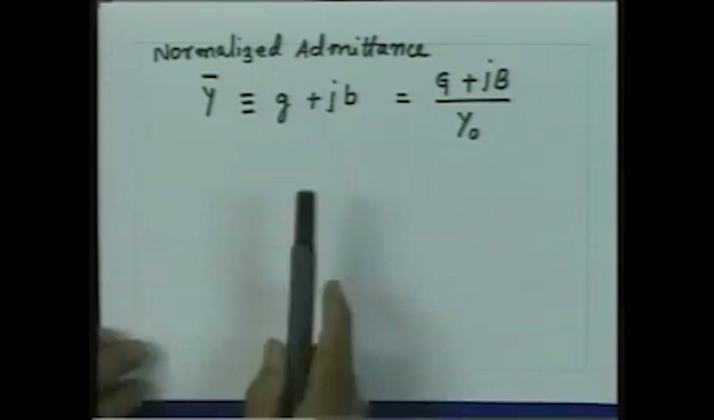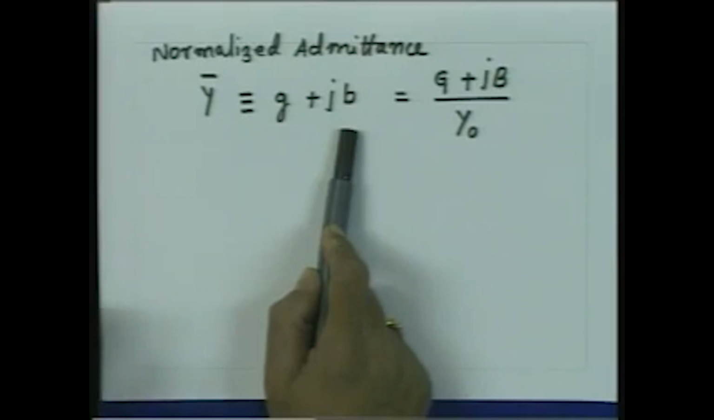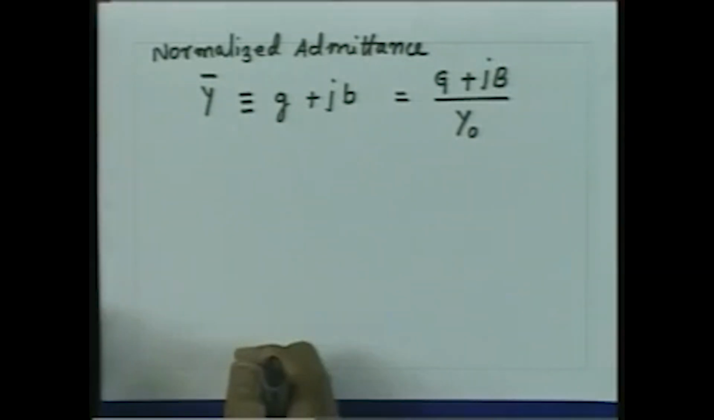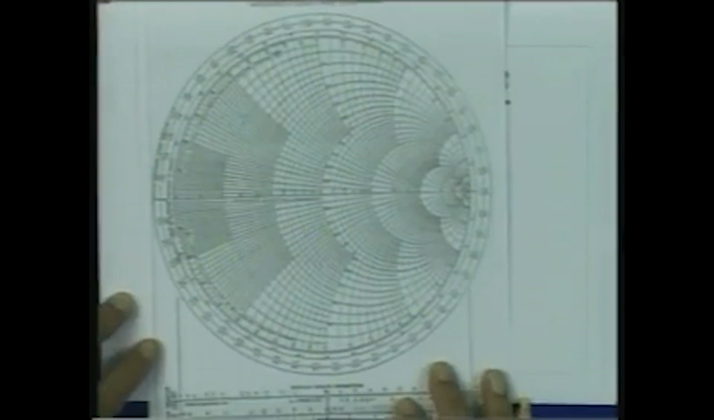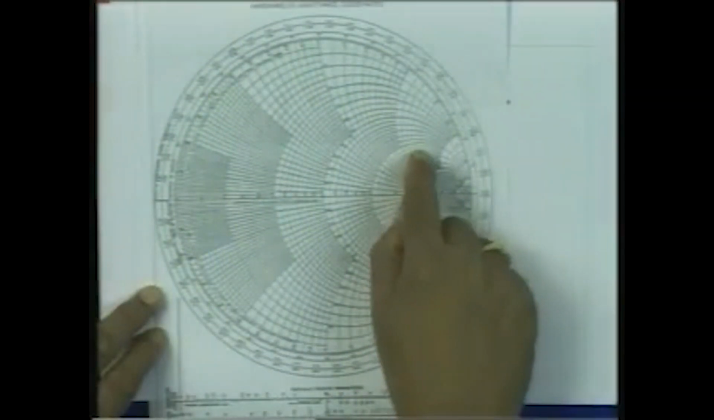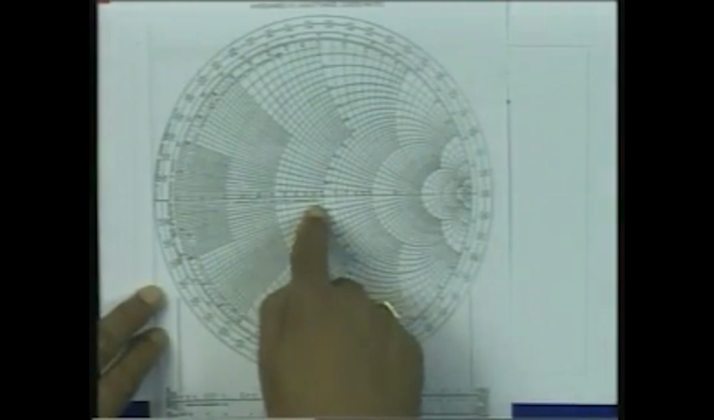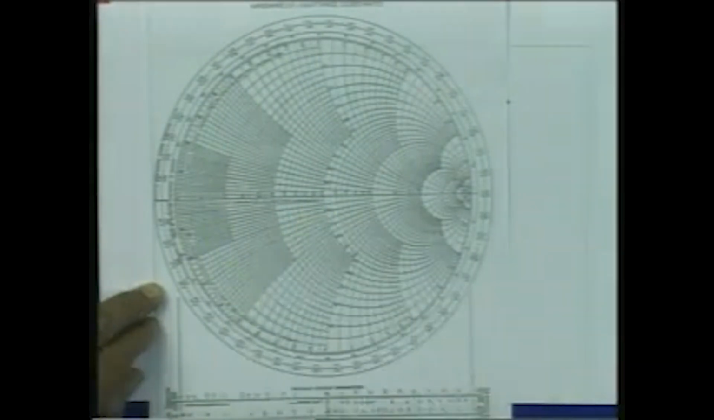So, if I interchange R with G and X with B, I will get a set of circles which will be constant G circles or constant conductance circles and constant susceptance circles, and these circles will be a rotated version on the complex gamma plane by 180 degrees. What that means is, if I had initially a chart which looked like that, there is a rotation of every point of this around the center of the Smith chart, which is the origin of the complex gamma plane, by 180 degrees.